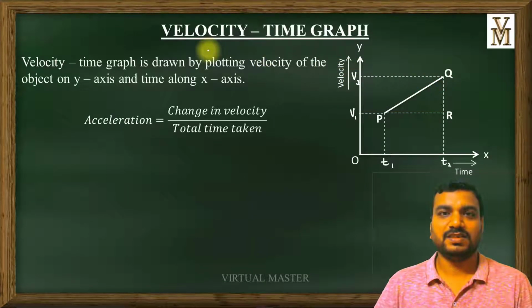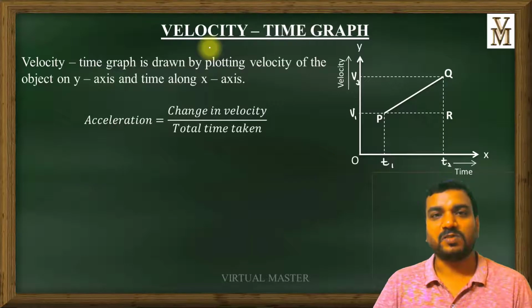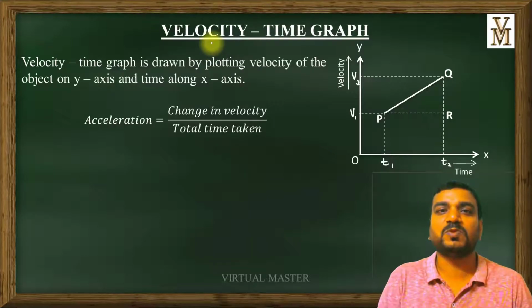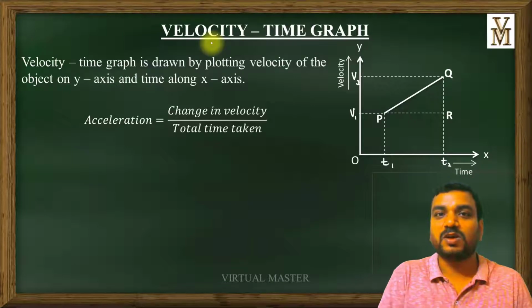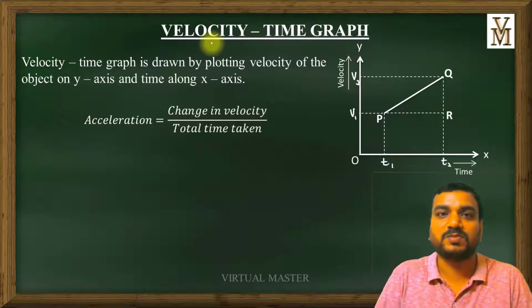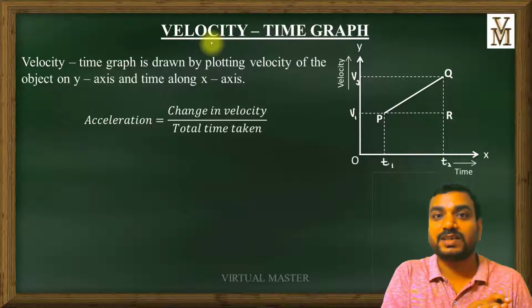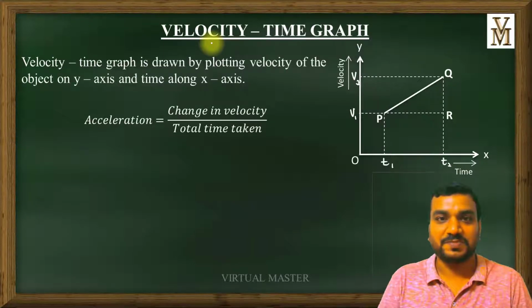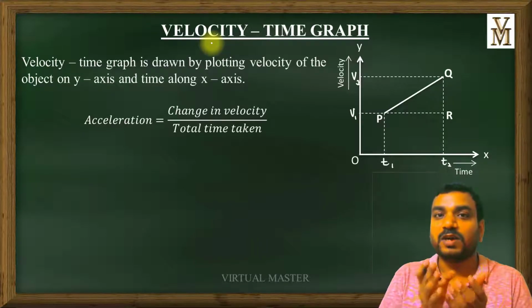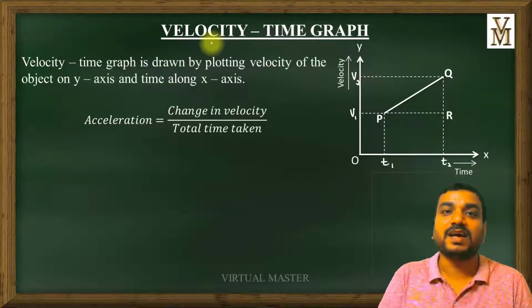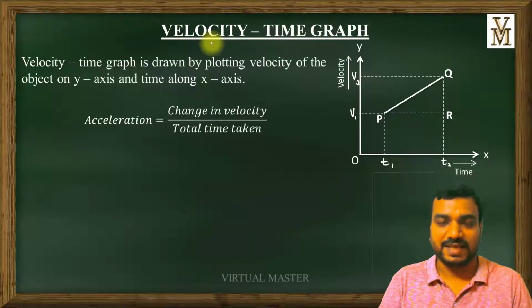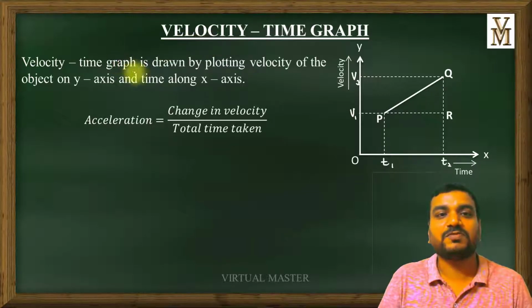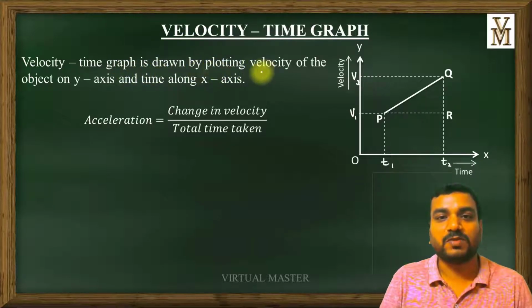Okay, now let us discuss velocity time graph of the object. In the previous session we have studied about position time graph of the object. We have drawn position time graph by plotting position of the object along y-axis and time taken by the object along x-axis. In the same way we are going to draw the velocity time graph. In velocity time graph we plot velocity along the y-axis and time taken by the object along the x-axis.